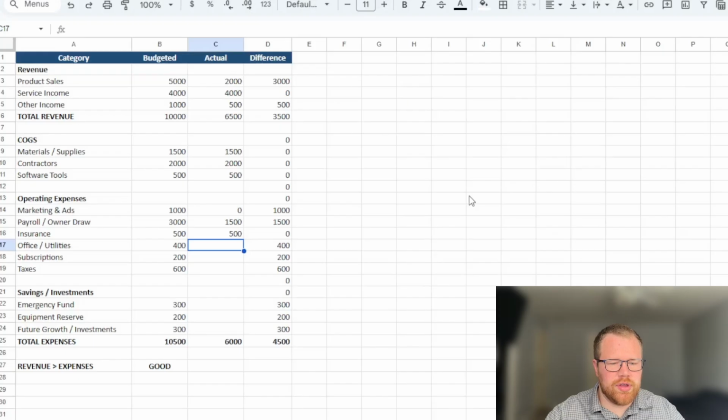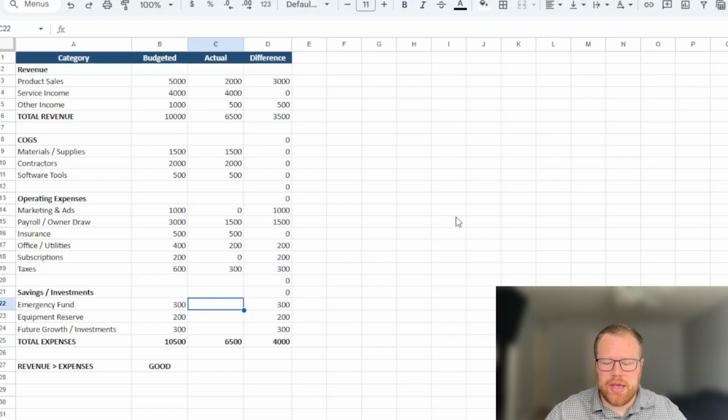Okay. Office utilities. Maybe that's down a little bit more than we thought. Subscriptions, we cut to 0. Taxes, well, our taxes should be less, right? Because our revenues are down. So maybe it's half of that. And then look right there. We don't have right here. We're still good, right? Because our total revenue is equal to our expenses.